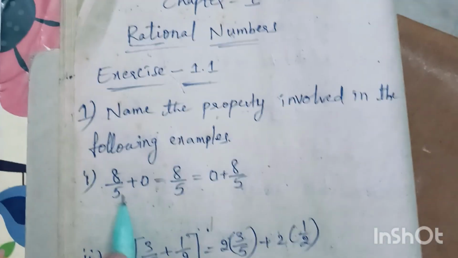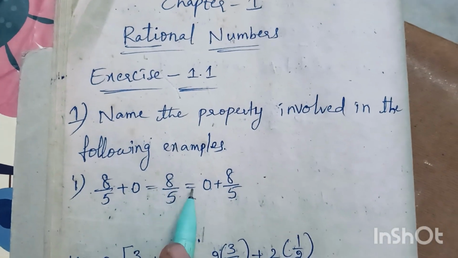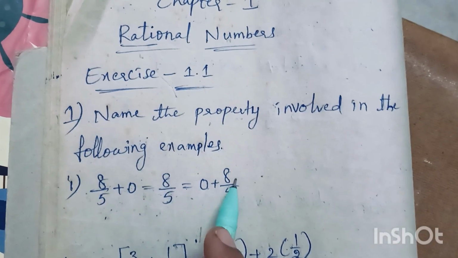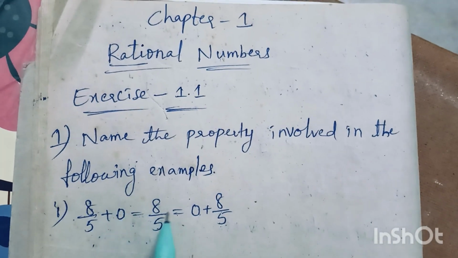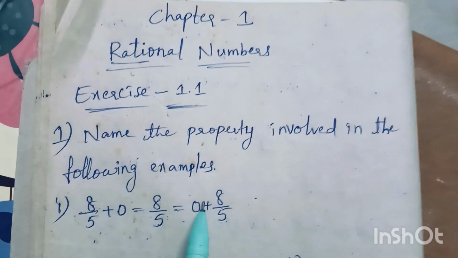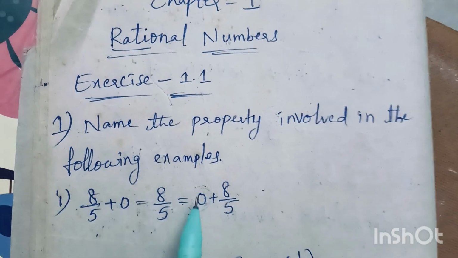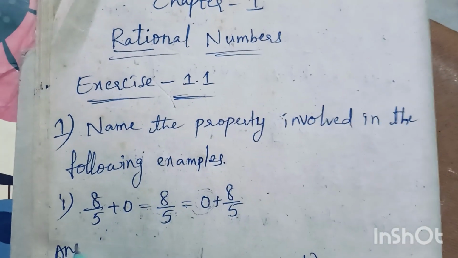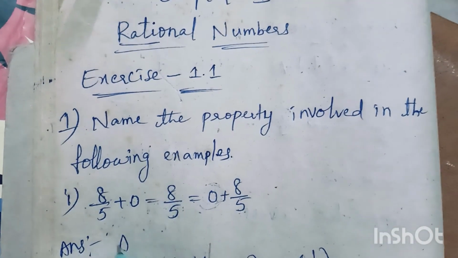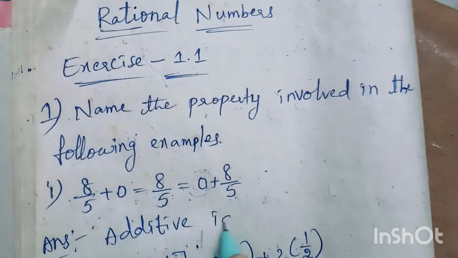Now here, 8 by 5 plus 0 equals 8 by 5 equals 0 plus 8 by 5. I already said that if we add 0 to any number, we get the same number only. That 0 is an identity. Which identity? Additive identity, I said. Now let's write the answer: additive identity.